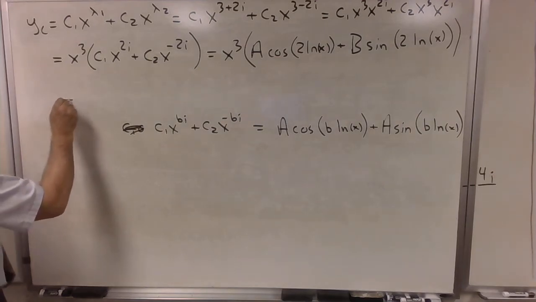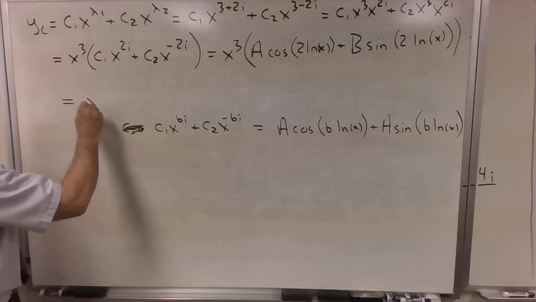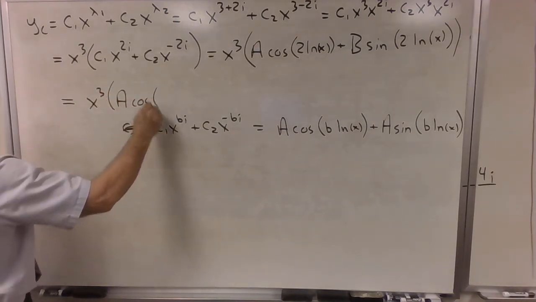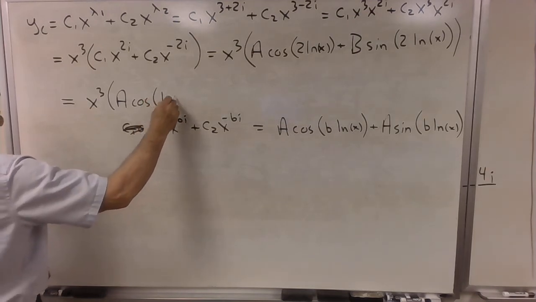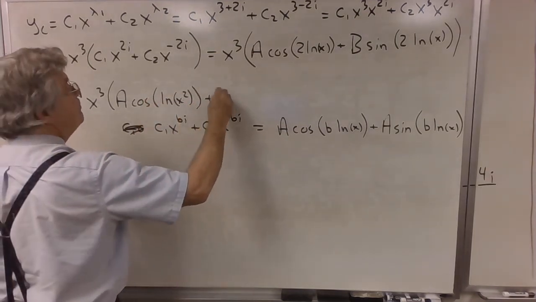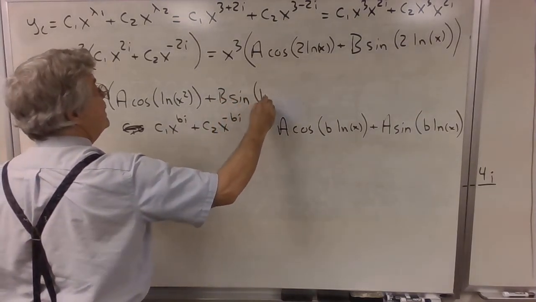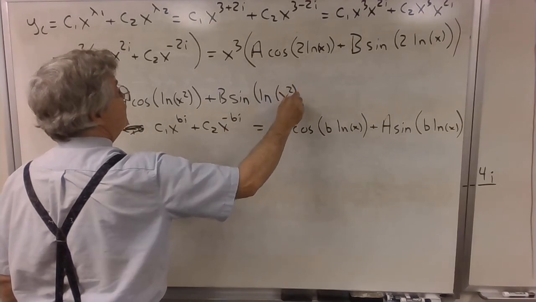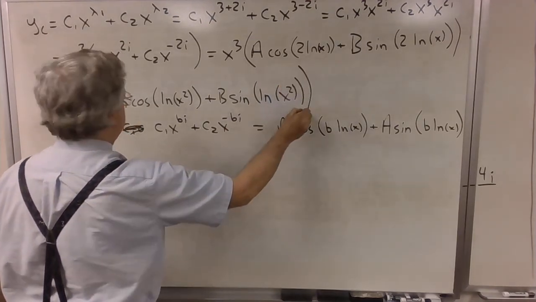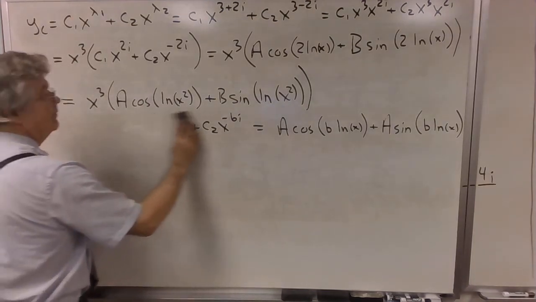And let me just tidy this up. x cubed a cosine natural log x squared plus b sine natural log x squared. And that's our complementary solution.